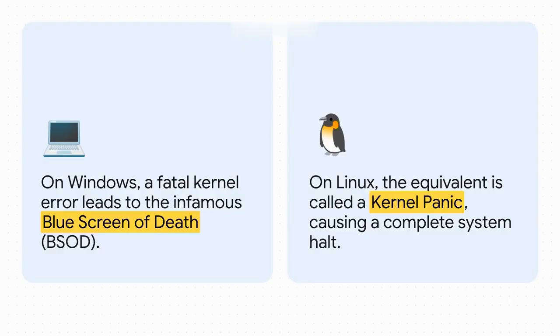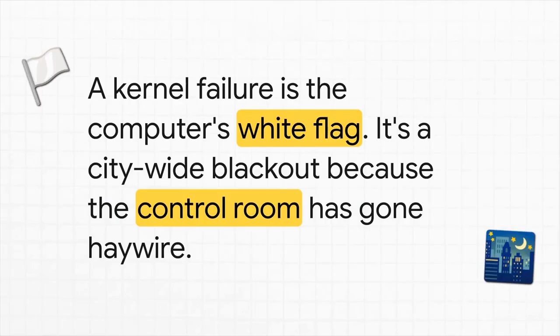On a Windows machine, this is when you get the infamous blue screen of death. On Linux, it's called a kernel panic. They might look different, but they mean the exact same thing. The control center has failed. When you see one of those screens, the computer is basically throwing its hands up and waving a white flag. It's saying, look, something has gone haywire in the control room. I can't guarantee anything is safe anymore, so I have to shut everything down. It's a total citywide blackout.